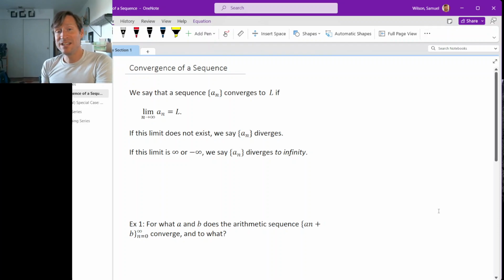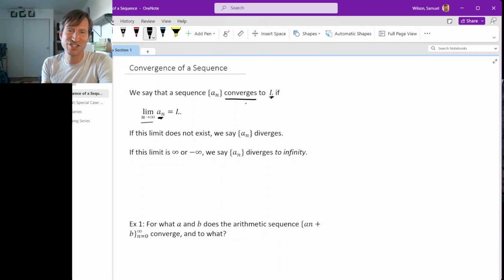All right, now that we know what a sequence is, let's talk about convergence of a sequence. So we say that a sequence converges to a value L if the limit as n goes to infinity of the terms of the sequence is equal to L. So convergence is just a fancy way of saying that the sequence goes to something.